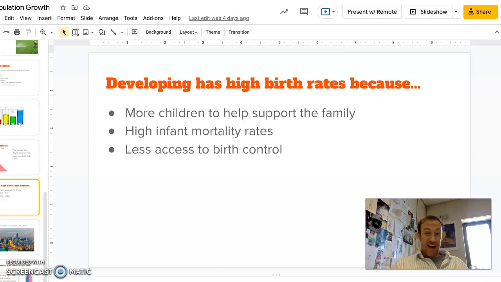This is a sad way to look at it, but high infant mortality rates. If you have a feeling that one or two of your children might not make it to adulthood, it might drive you to have one or two extra children. It's a dark way to look at the world, but it's just how big swaths of the developing world look at it. Third one is they have less access to birth control. There are ways to reduce the risk of someone becoming pregnant, and those tools are not easily accessible in a lot of developing countries, so they tend to have more pregnancies and therefore higher birth rates.